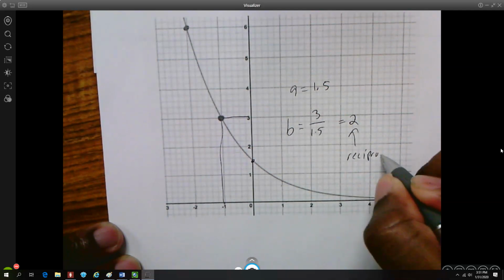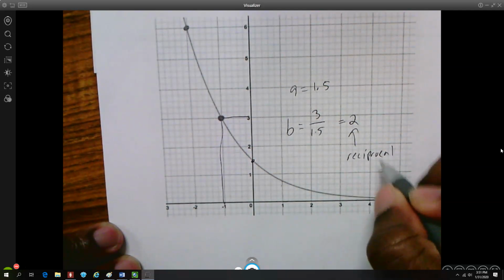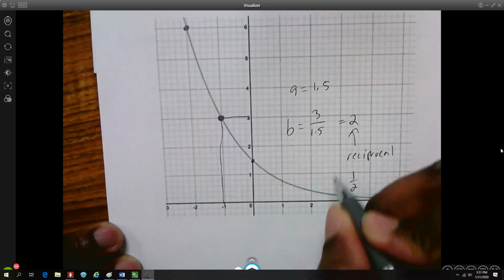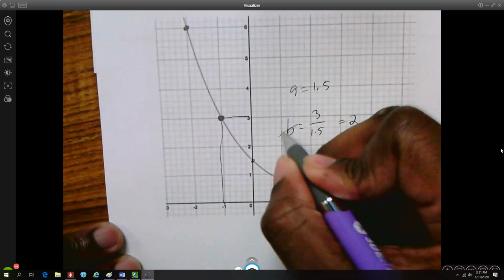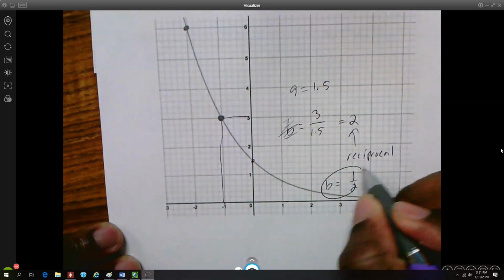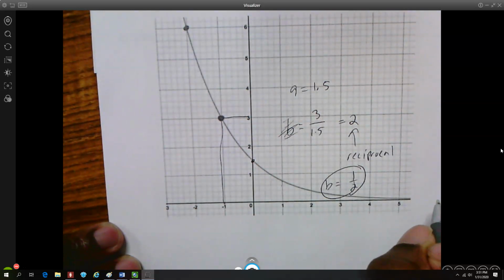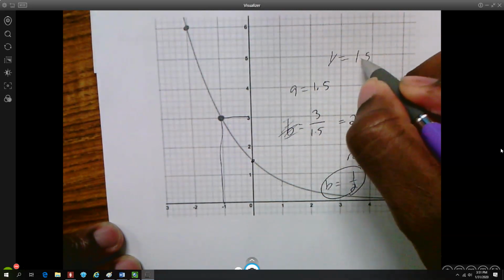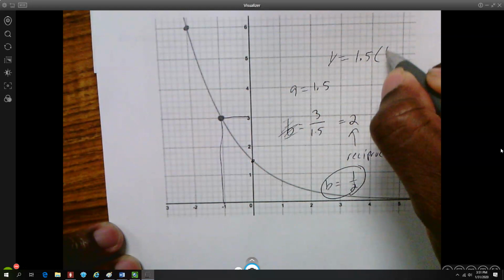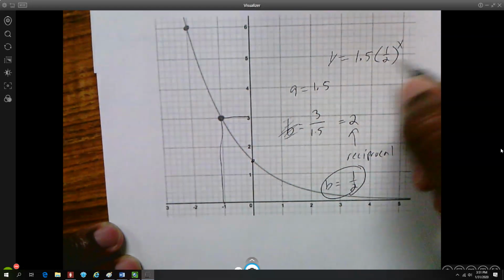Reciprocal. So the reciprocal of 2 is 1/2. So instead of b being 2, b is really 1/2. So that's not really b. B is really the reciprocal of 2, which is 1/2. So that equation would be y equals 1.5 times 1/2 raised to the x.